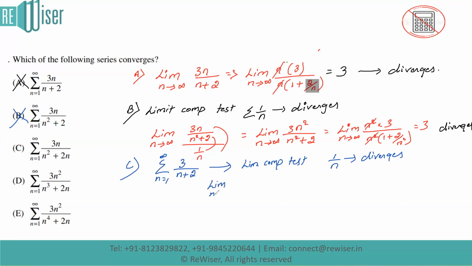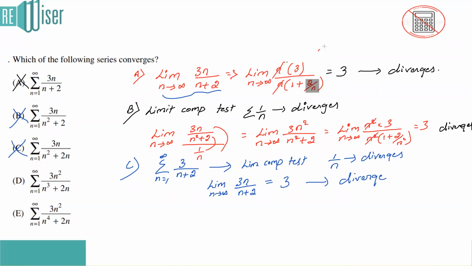Similarly, doing 3 over n plus 2 divided by 1 over n, we get the limit as n tends to infinity of 3n over n plus 2. I can simply take n common out and simplify it, which is similar to the earlier one, so we will get 3. Whenever it's a finite value, both would converge or both would diverge. The thing we are comparing it with diverges, so this one will also diverge. So even option C cannot be the answer because that actually diverges.